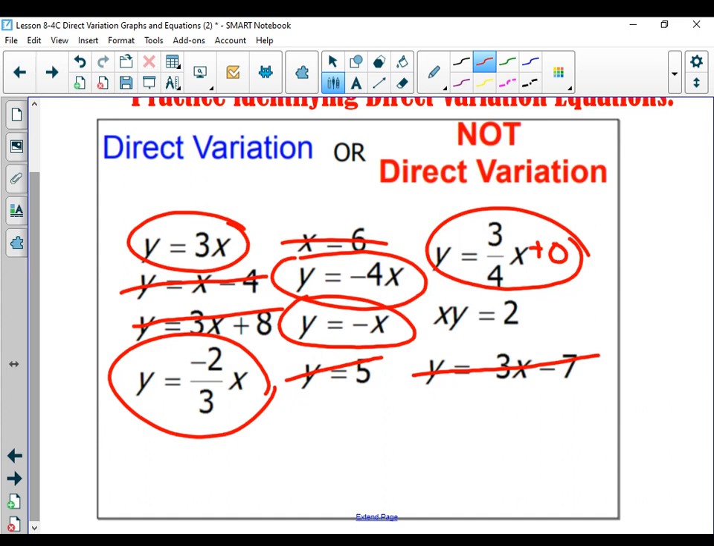Last but not least is this one that Maddie said. What's wrong with it anyway? The x is in with the y, and the y is supposed to stay by itself. She is so good. The x is with the y, and the y is supposed to be by itself. How can I unsmush these? Divide by x.